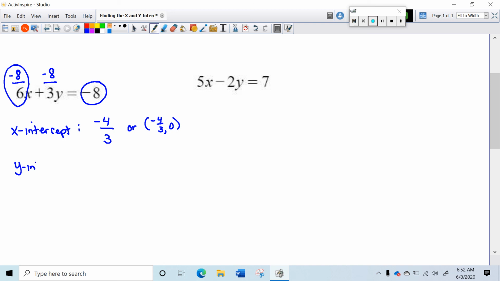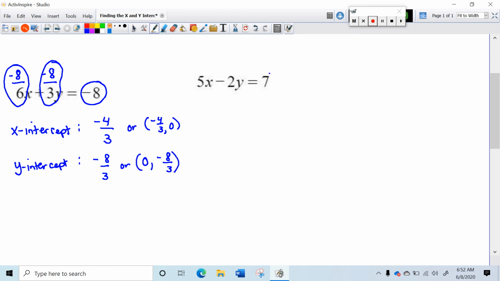For the y-intercept, you take what's in front of y. So negative 8 over 3 does not simplify. Or if you want to write it as an ordered pair, you would have x as 0 and y as negative 8 over 3. Two different ways of writing the same answer.